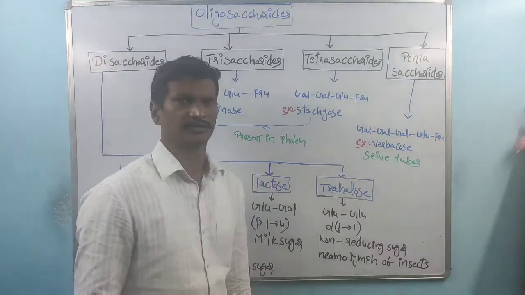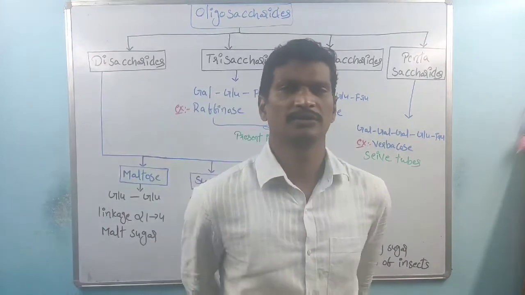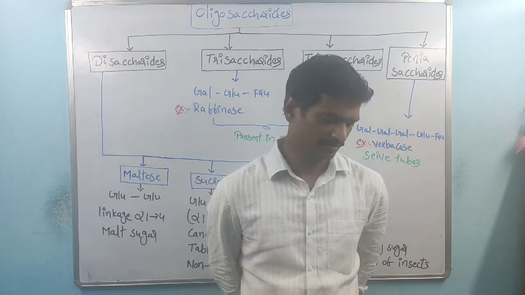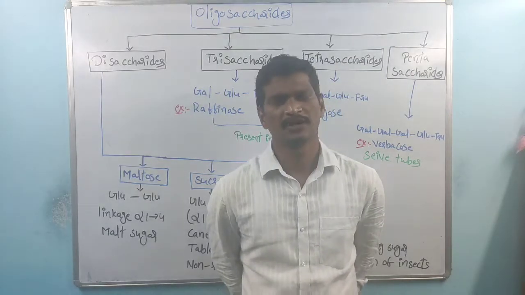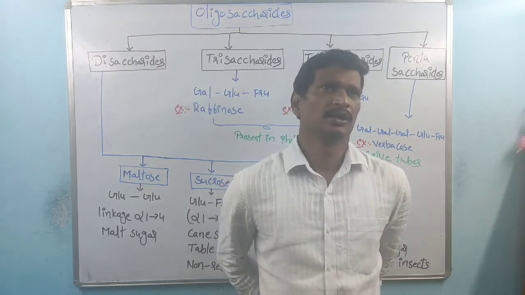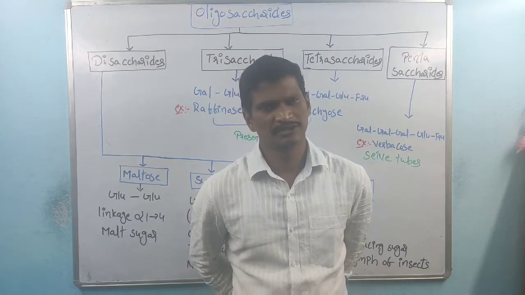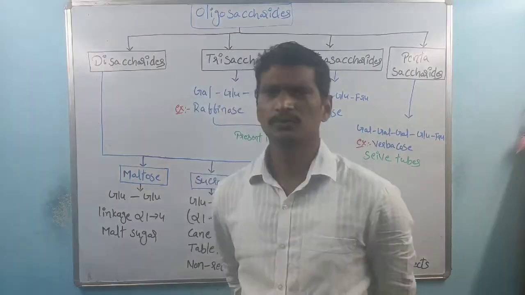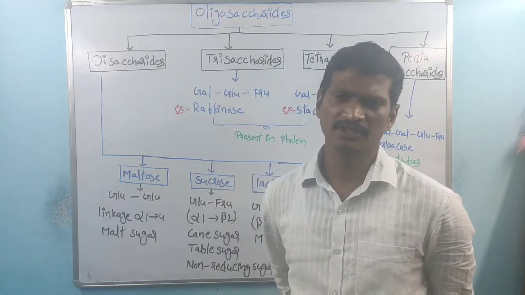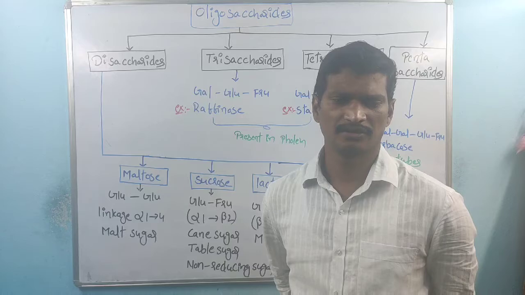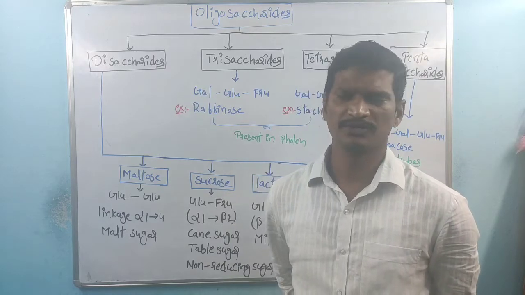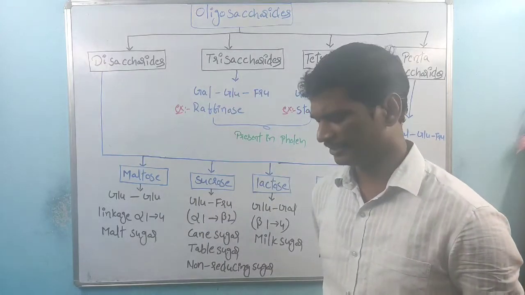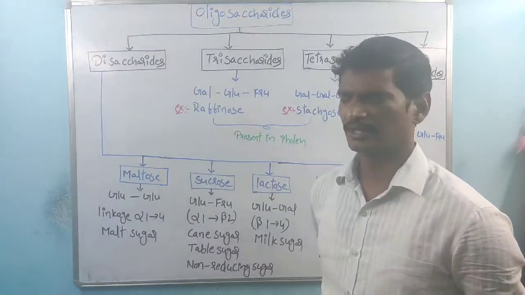Hi students, in the last class we discussed the properties of monosaccharides, and in this class we are discussing oligosaccharides. The definition of oligosaccharides is 2 to 10 monosaccharides linked by the glycosidic bond. So these are called oligosaccharides.